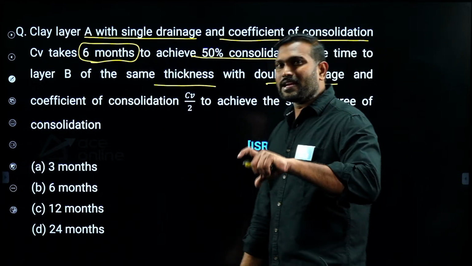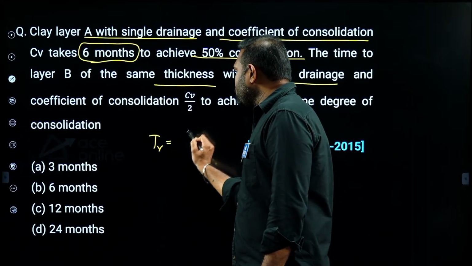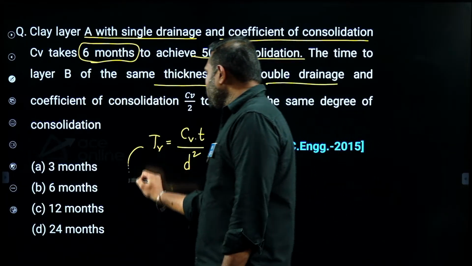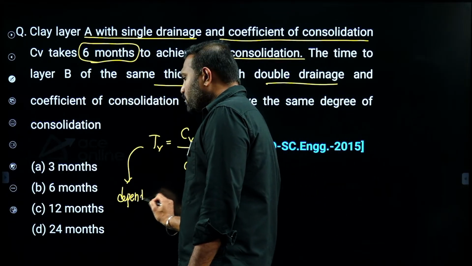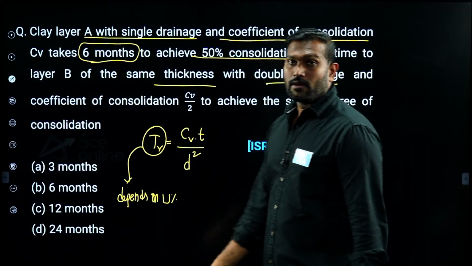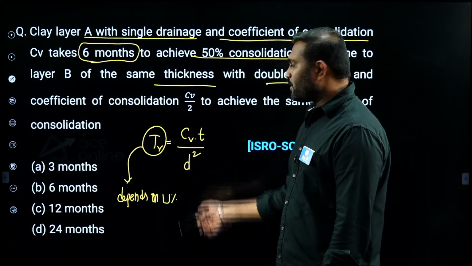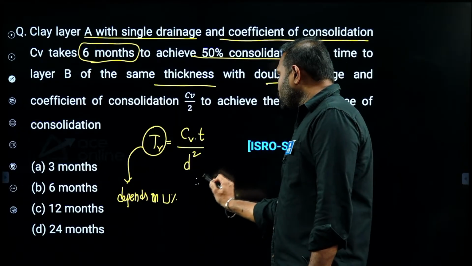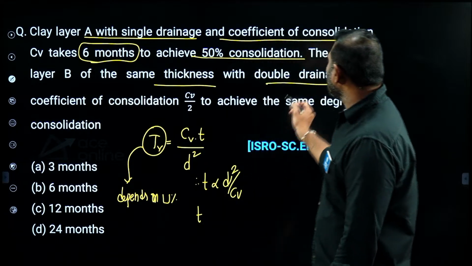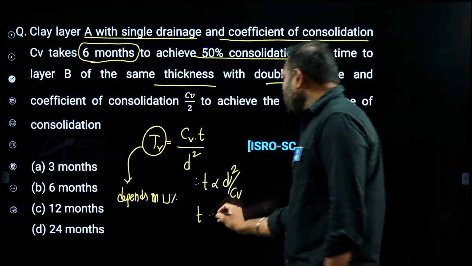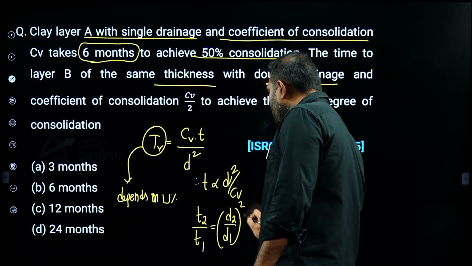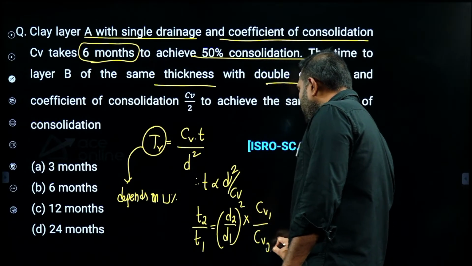Now what is the relation between the drainage path and all? That's TV is equals to CV into T by D square. Everybody, TV, that depends on degree of consolidation, right? So same degree of consolidation, TV is constant, but CV is not constant. CV is different, D is not constant, D is also different. So T is proportional to D square by CV. So what they're asking is what is the time? So now T2 by T1 is equals to D2 by D1 whole square into CV1 by CV2.